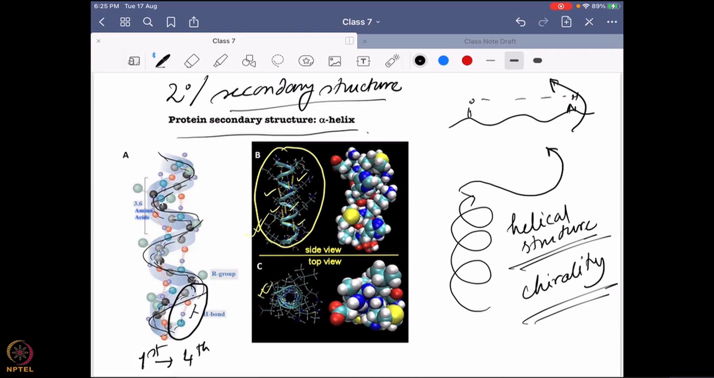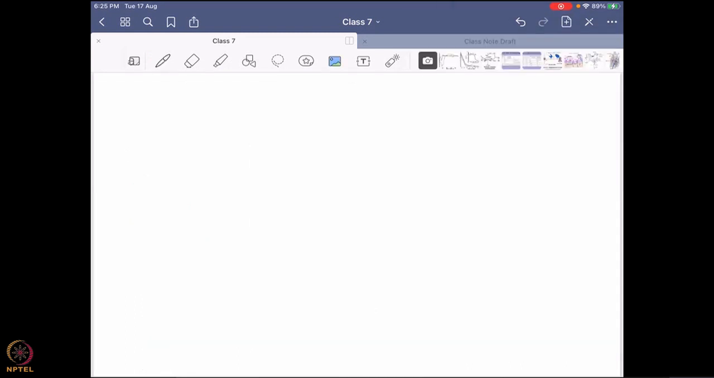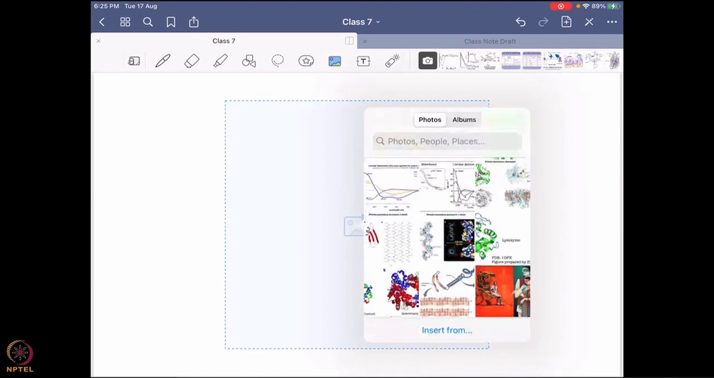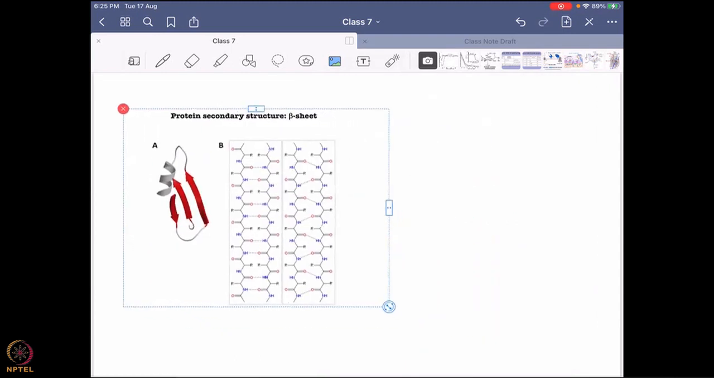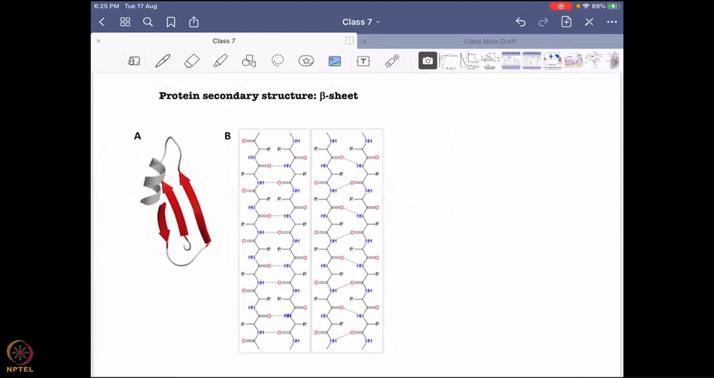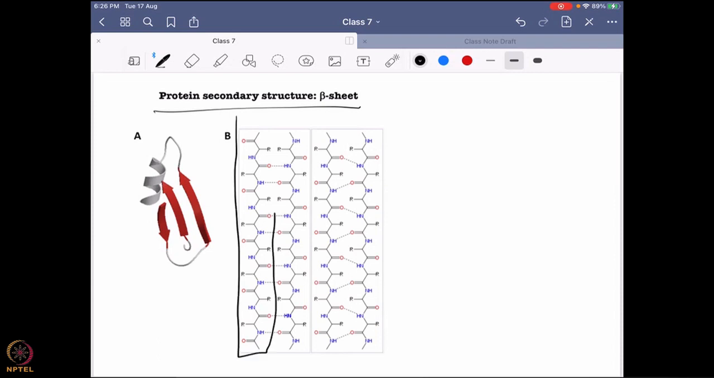Now, the second one that is possible is known as beta sheet. So how does beta sheet look like? So this is known as the beta sheet, and that can have two different orientations. In alpha helix, you can see that the same chain is interacting on its own, first to fourth. But in beta sheet, two different sides of the chain interact. You can see this is one particular chain, and this is another particular chain. And they are interacting in such a way that the amide bond of one and the NH bond of the other are interacting. And they form these bonds in this particular way nicely.